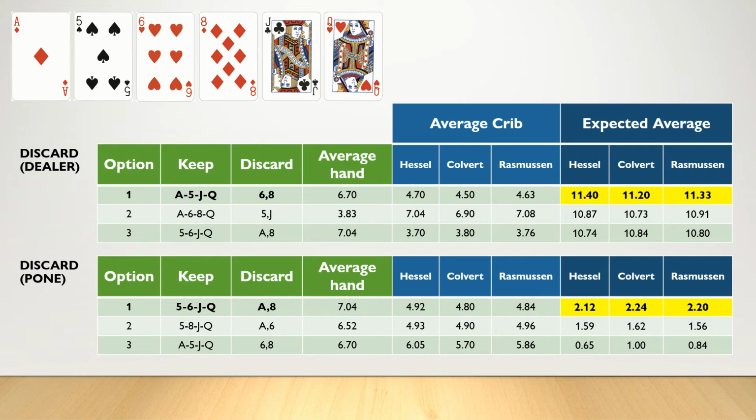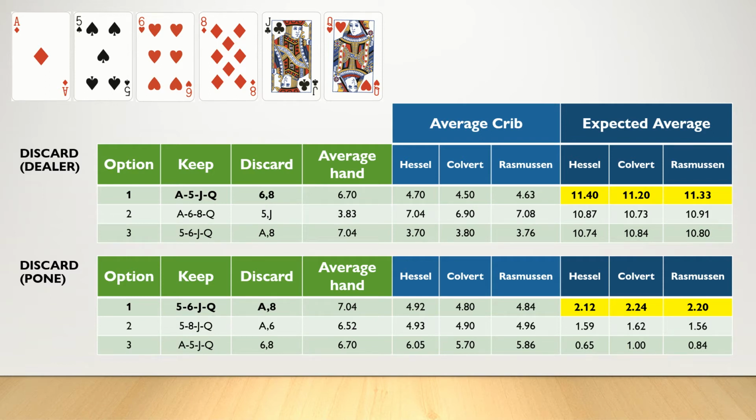The expected average value for this choice is approximately 2.2 points. If you watch my video on expected average, you might remember that to calculate the expected average for dealer, we add together the average hand value and the average crib value. For non-dealer, the average crib value is subtracted from the average hand value.